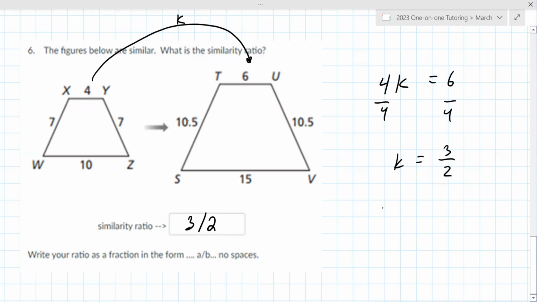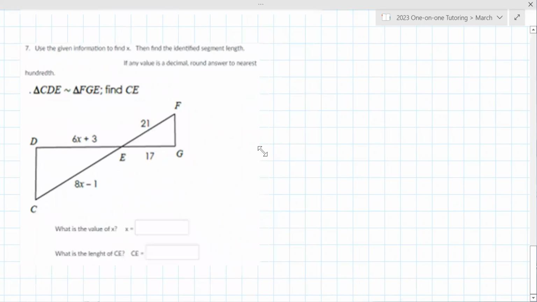So you'd want to check, is 10 times 3/2 equal to 15? Is 7 times 3/2 equal to 10.5? You will find that they do both, in fact, work. Any questions on that? No. All right.